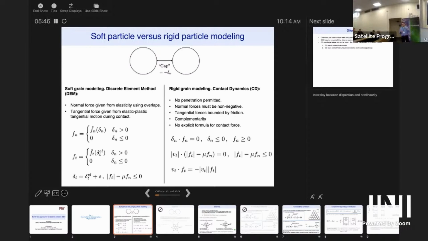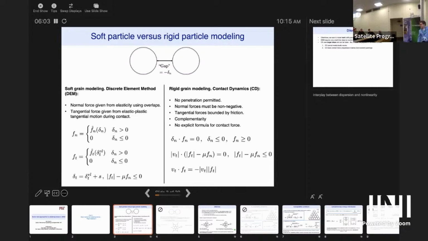So what's interesting about rigid particle mechanics is you have all of these rules about what the sign of each thing needs to be and when, but you actually have no explicit formula for the contact force. It can be anything that satisfies those rules. Okay, so this is rigid particle contact dynamics written mathematically.